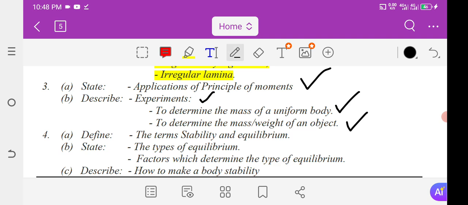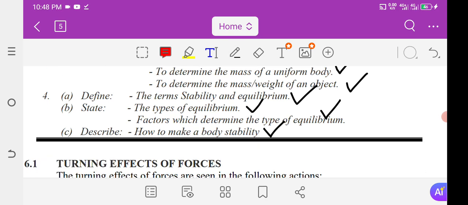We shall also define the terms stability and equilibrium, as well as types of equilibrium and the factors which determine the types of equilibrium. Last but not least, we shall discuss how to make a body stable.